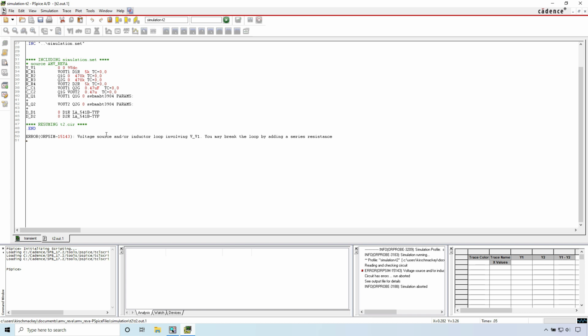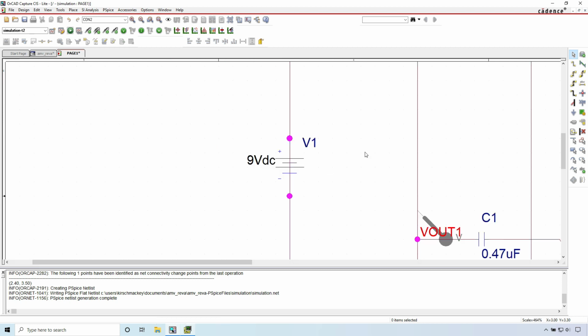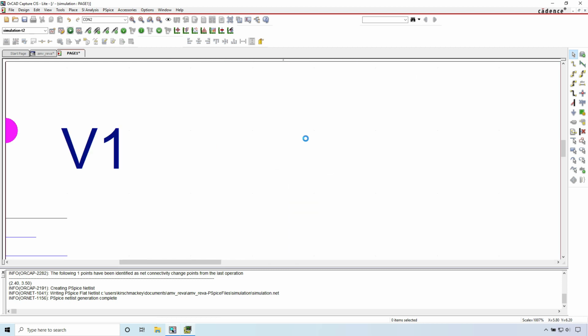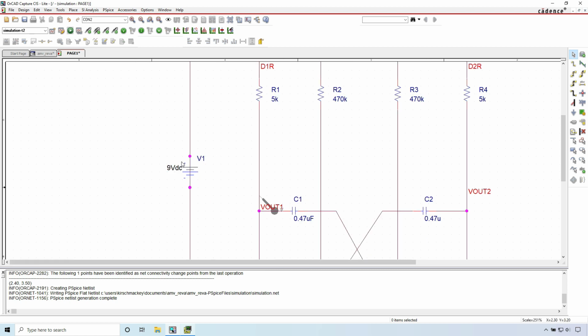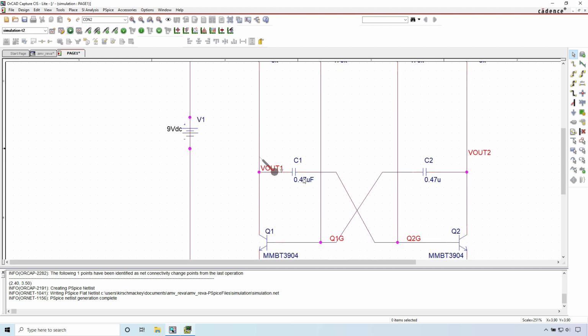You may get the error "voltage source and/or inductor loop involving some voltage source." You may break the loop by adding a series resistance. Usually all this means is that the voltage source they reference has some extra wires that are shorting the voltage source. Not always, but usually. That also happens if you have an inductor somewhere in series with the voltage source or in parallel or something. So what do you do in this situation?